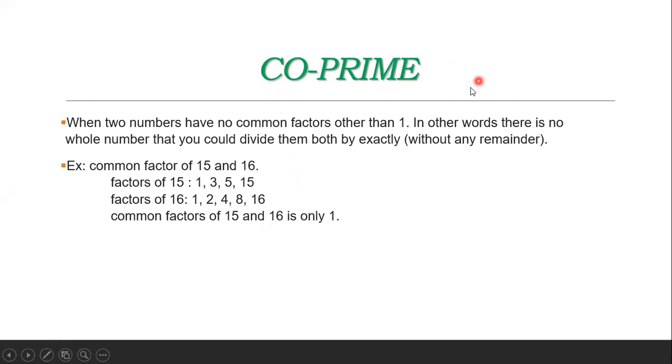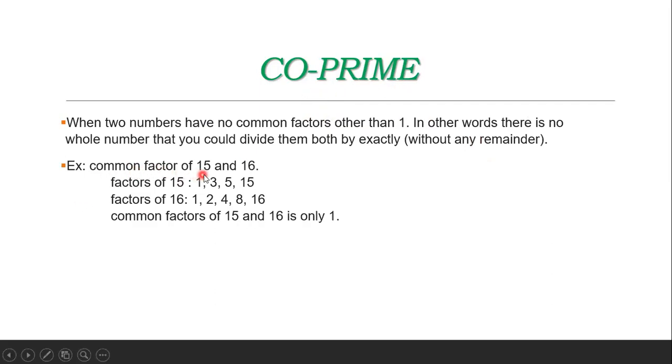Now let us see co-prime. What do we mean by co-prime? When two numbers have no common factors other than 1. In other words, there is no whole number that divides them both exactly without any remainder. Before, we saw for 13 and 15 that we got the factor as only 1. So for two numbers where we get the common factor as only 1, such pairs are called co-prime.